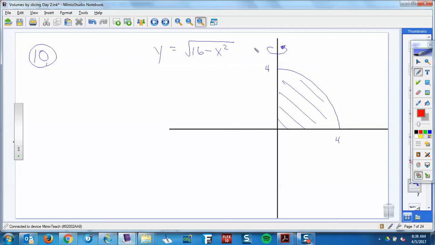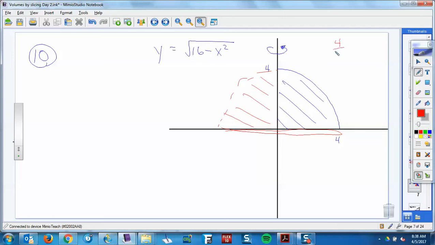Okay, now what kind of a picture is this? Right away, as soon as you see that, it's a circle, with a radius of 4. So if we revolve this region over to here, what are we going to create? A semi-sphere. It's going to be half a sphere.